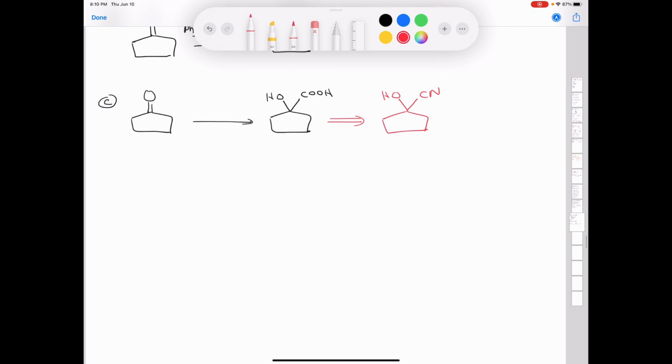Well, in order to make that, I'm going to treat my cyclopentanone with potassium cyanide and hydrogen cyanide. And again, you could choose HCl. That works too. And that will give you your cyanohydrin. Okay, so now that we have the cyanohydrin, we can convert that directly to the carboxyl group just by treating this with acid and heating it up.